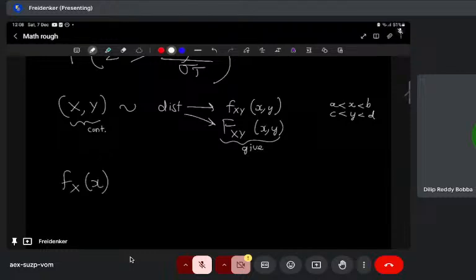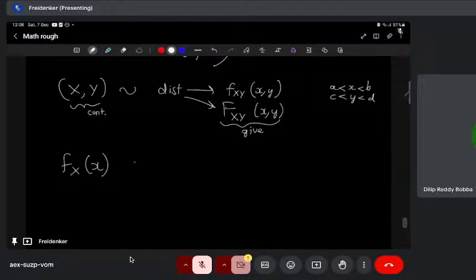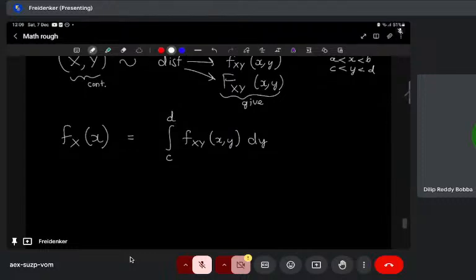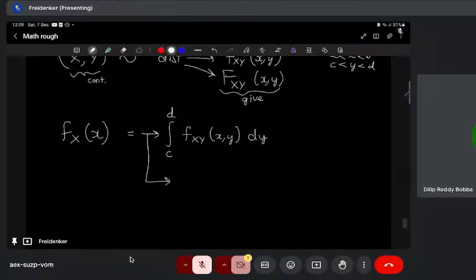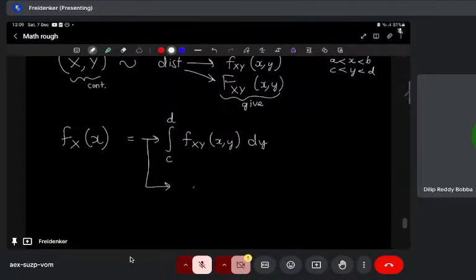There are two ways, no? Depending on what is given, you can simply integrate f of x,y with respect to y, because you want the marginal of x across the range of y. So y is ranging from C to D. This is if a PDF is given, or else if a CDF is given, what do you do?